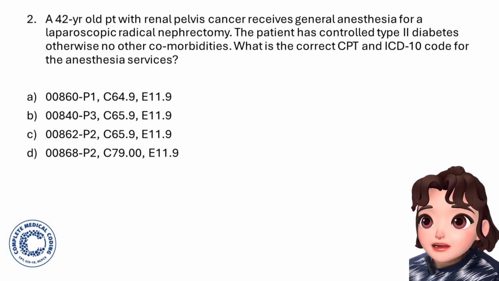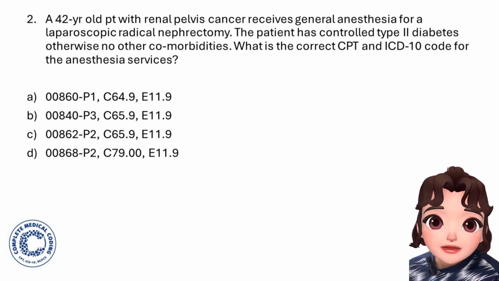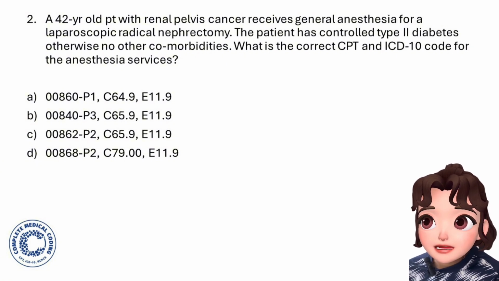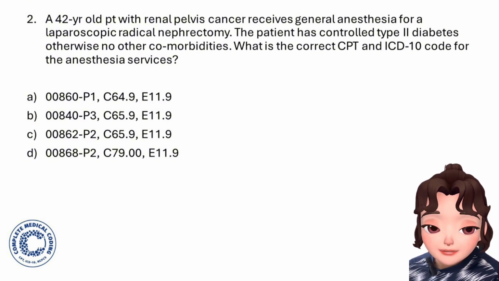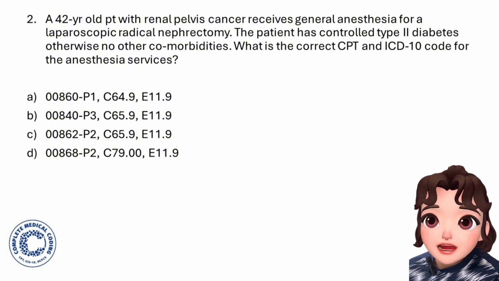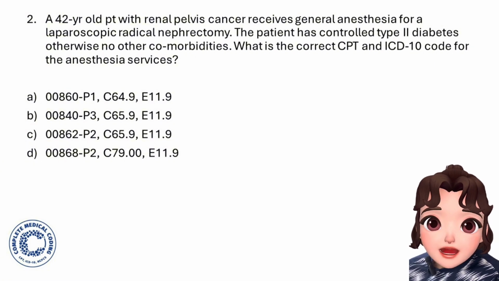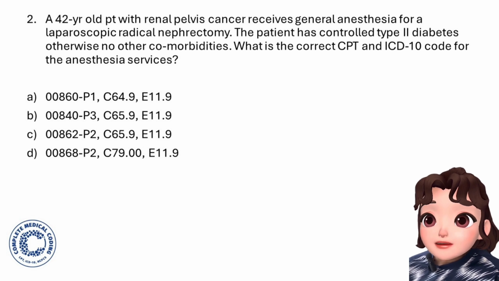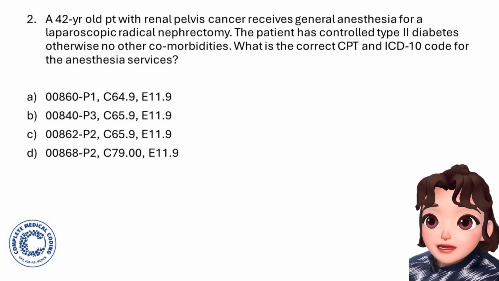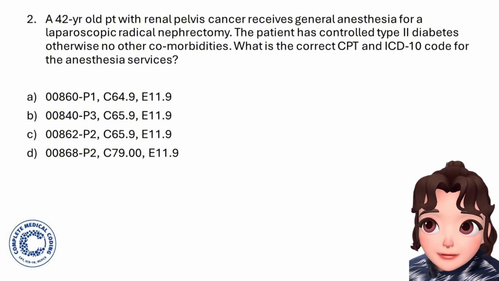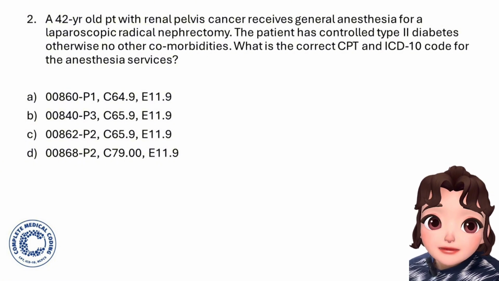and then the diagnosis. First let's check what the diagnoses are. The patient is having controlled type 2 diabetes, so only one diagnosis is mentioned for DM, that is E11.9, type 2 diabetes unspecified. Now, we also have to code for the cancer, right? The patient was having renal pelvis cancer.